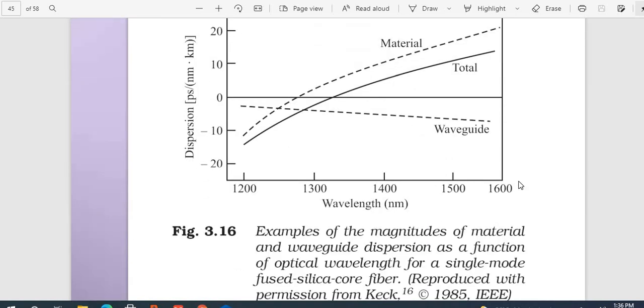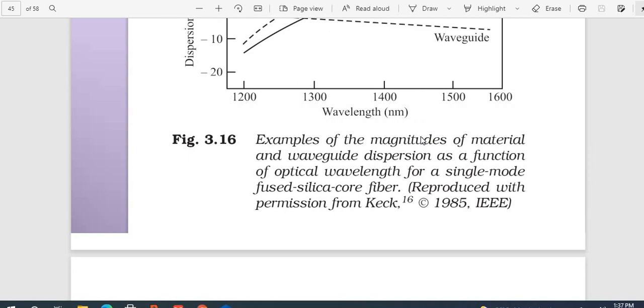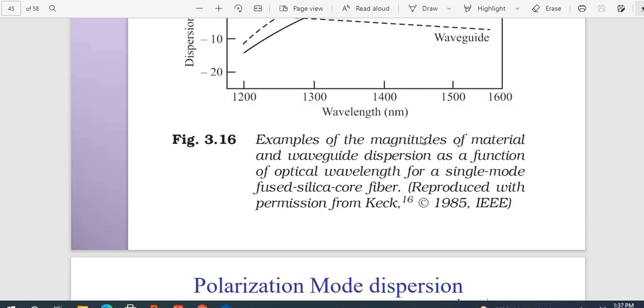The material dispersion will be on the upper side, while the waveguide dispersion is always negative only. That is the example of the magnitude of material and waveguide dispersion as a function of optical wavelength for a single mode fused silica core fiber. If the fiber is made of silica, you are going to get this kind of analysis.